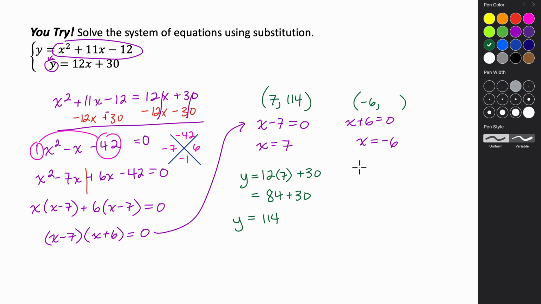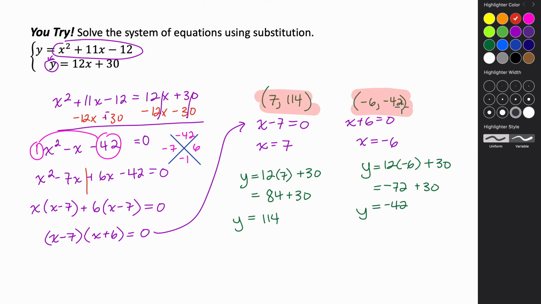And then 12 times negative 6, that's going to be negative 72. Negative 72 plus 30 is negative 42, and that's my y coordinate for my other point of intersection. So these 2 points are our solutions. They represent our points of intersection if we were to graph these two functions.